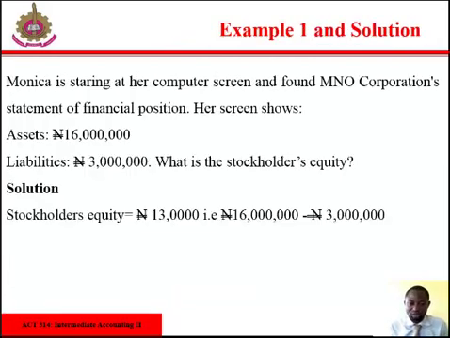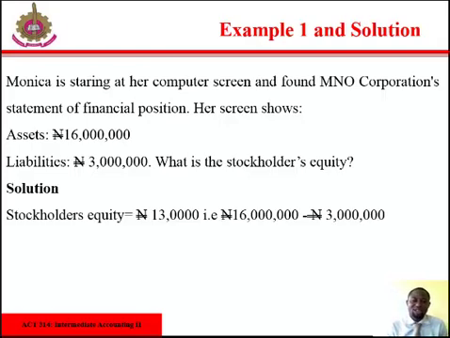Example 1 and solution. Monica is staring at her computer screen and found M&O Corporation statement of financial position. Her screen shows assets and liability. Assets of 16 million naira, liability of 3 million naira. The question now says, what is stockholders' equity?